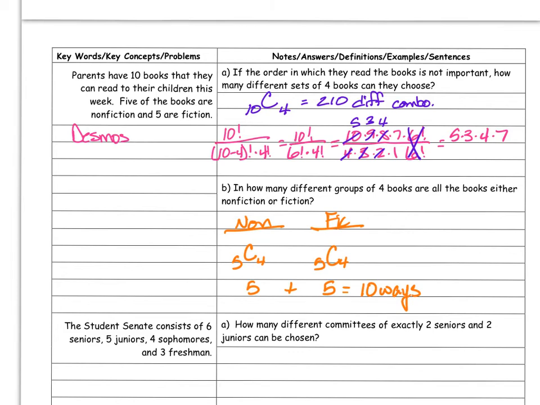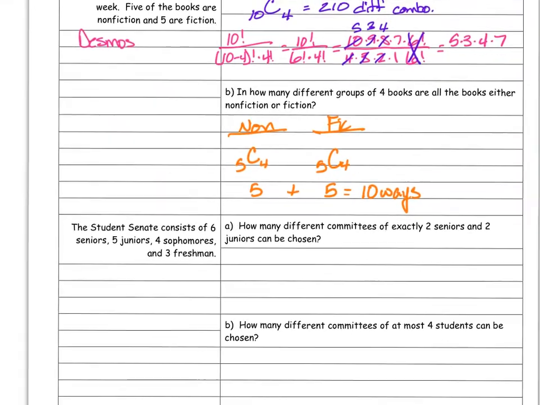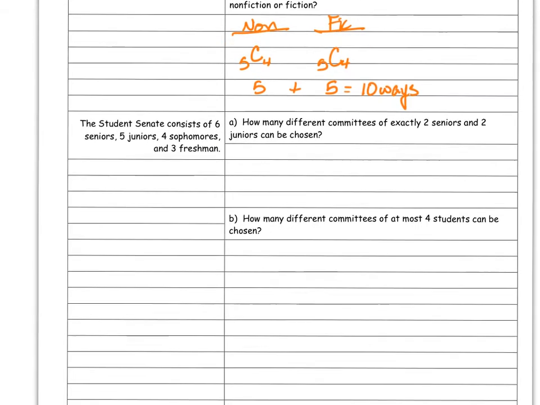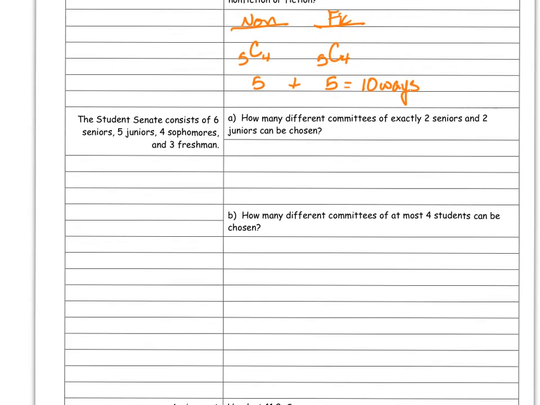Okay, good job. Okay, here we go to the next question. This one's just a little harder, just a little bit. It says a student senate consists of 6 seniors, 5 juniors, 4 sophomores, and 3 freshmen. Part A says how many different committees of exactly 2 seniors and 2 juniors can be chosen.